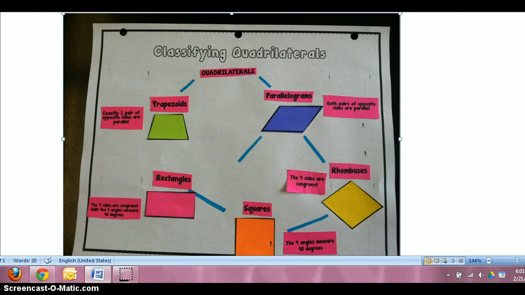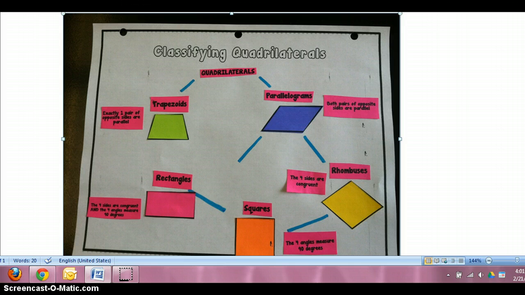To be a square, it not only has 2 sets of parallel sides, because it is a parallelogram, it also has 4 right angles, making it a rectangle. And it also has 4 congruent sides, making it a square. These are things you need to commit to memory. You're going to have to memorize these rules and what the shapes look like.